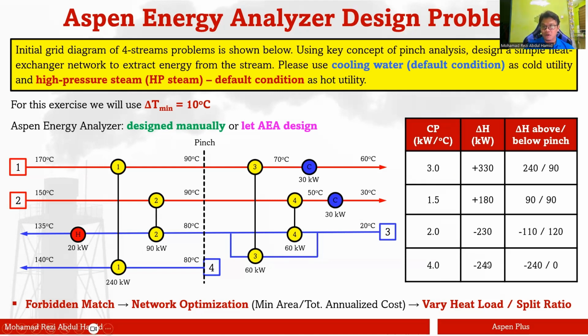The second column here is basically the energy needed for heating up or the energy that needs to be removed for the cold stream. And then of course the last column here is basically telling you how much heat needs to be removed or added above the pinch point, which is, as you can see here, a hot pinch of 90 degrees Celsius, and 80 degrees Celsius is just my cold pinch.